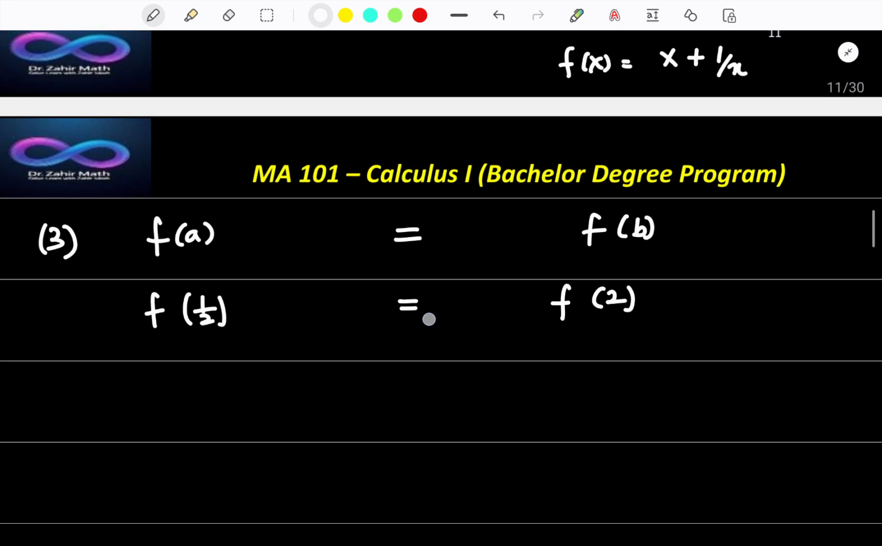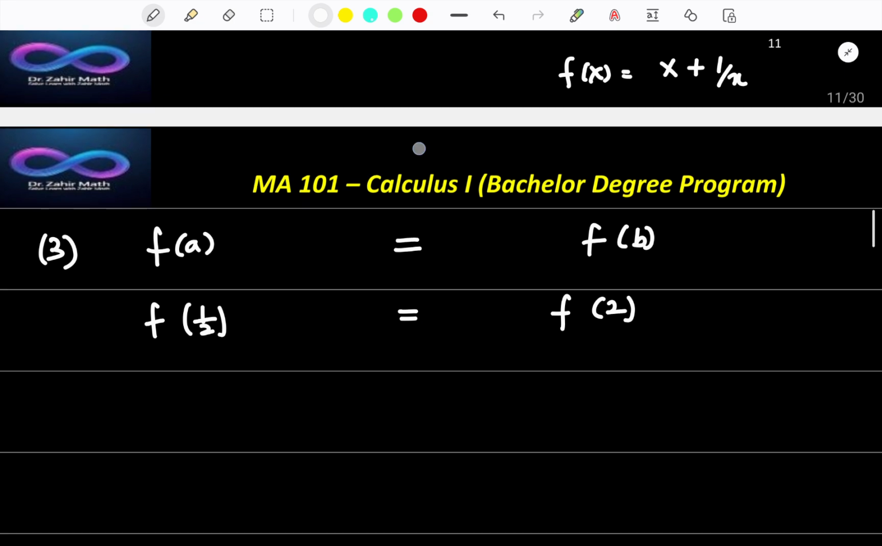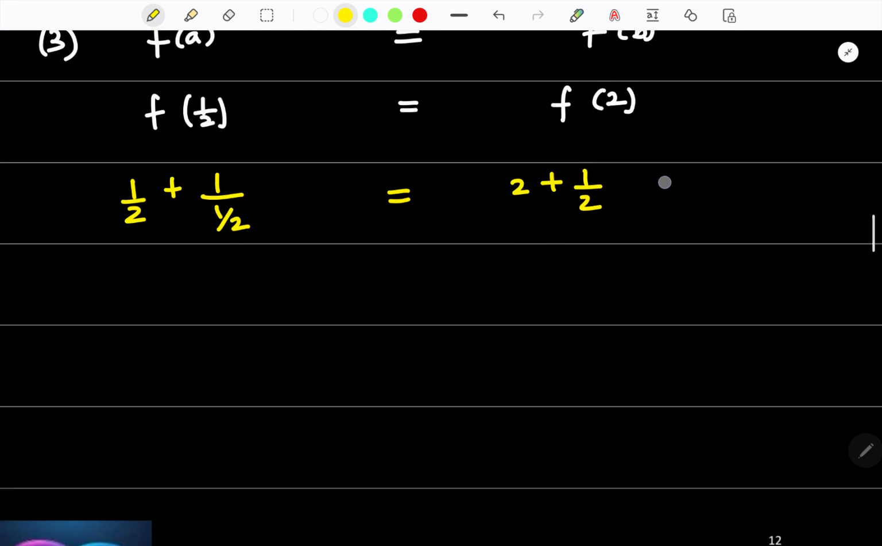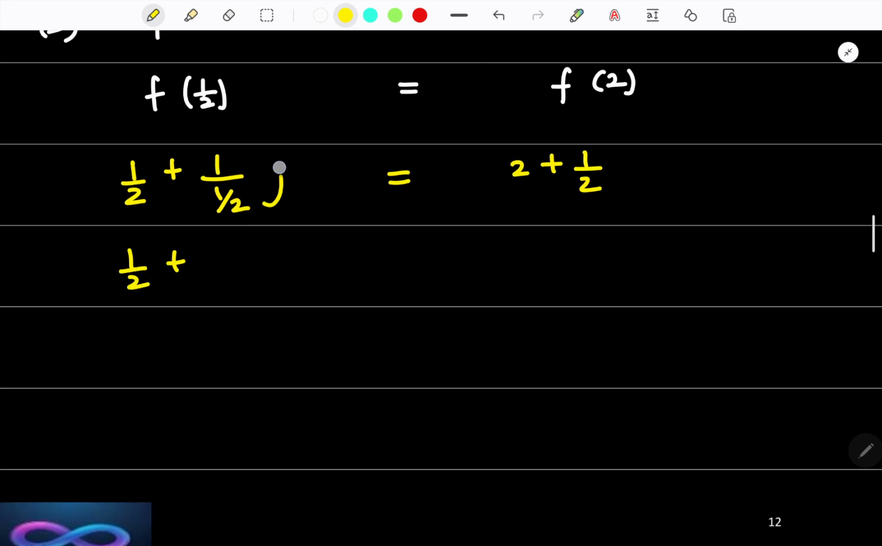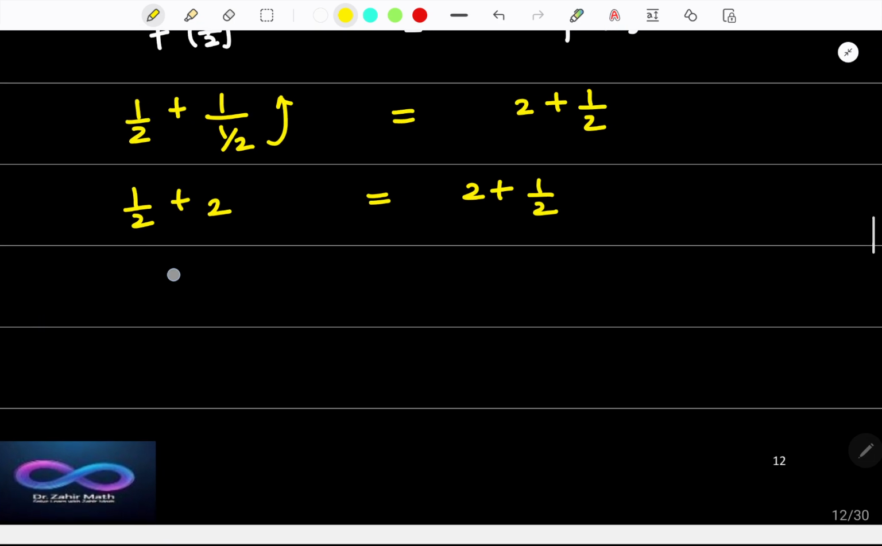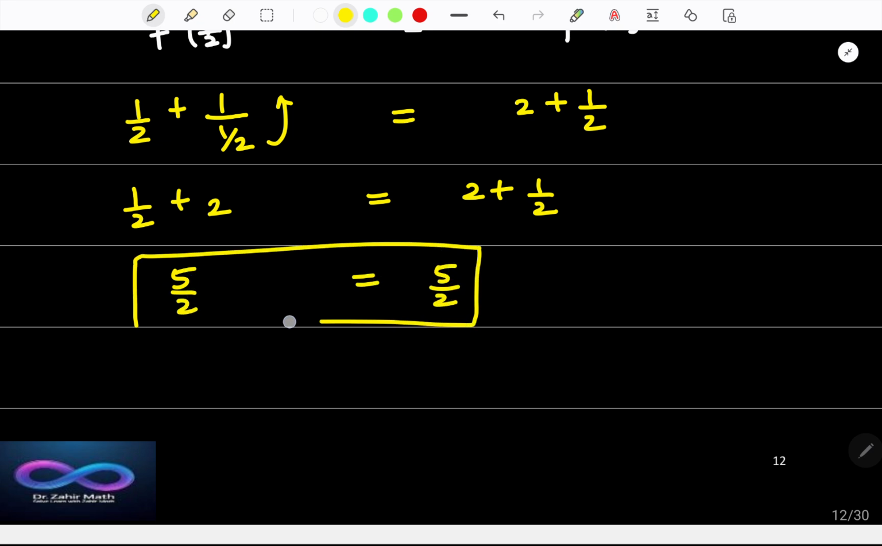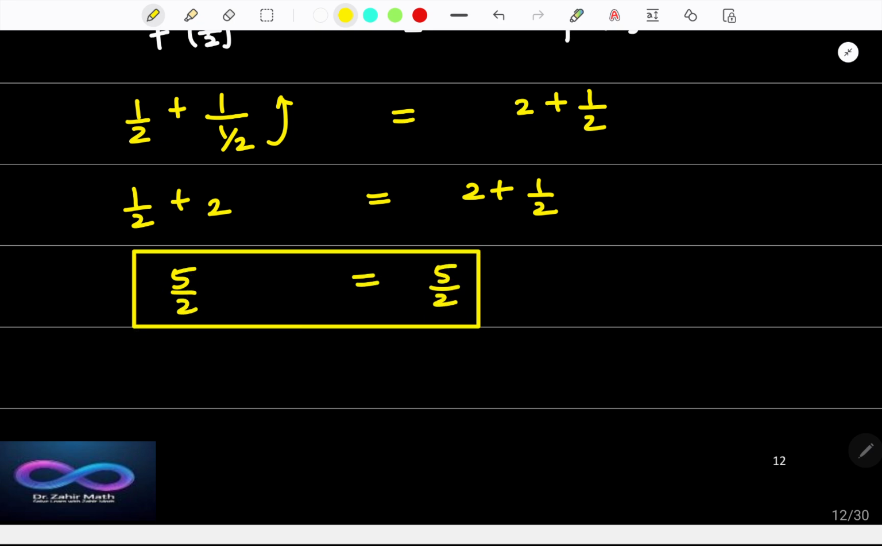So what's your f of x? x plus 1 by x. So I'm putting x is equal to this value. So 1 by 2 plus 1 by 1 by 2, which is 2. So 1 by 2 plus, you flip it, 2. This is equal to 2 plus 1 by 2, almost same. So 2 plus half is nothing but 5 by 2, equals 5 by 2. So this is equal. Clear?